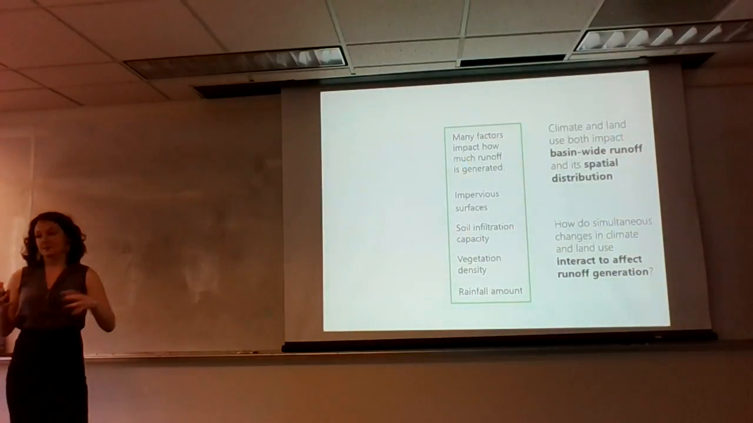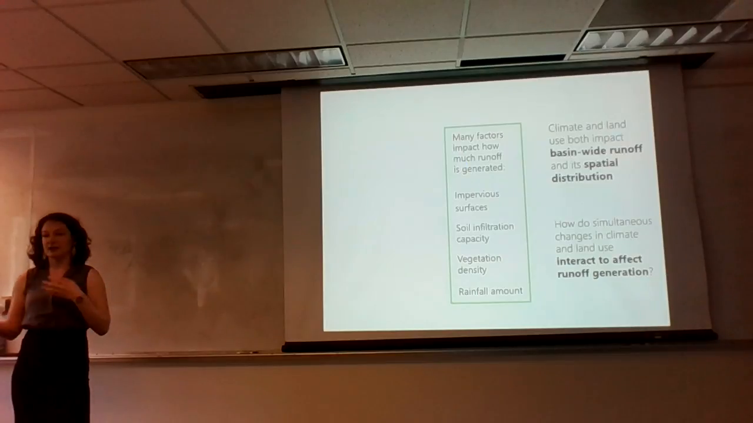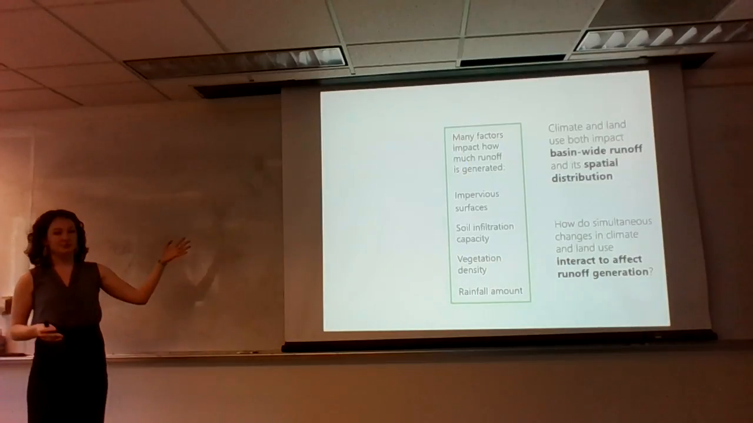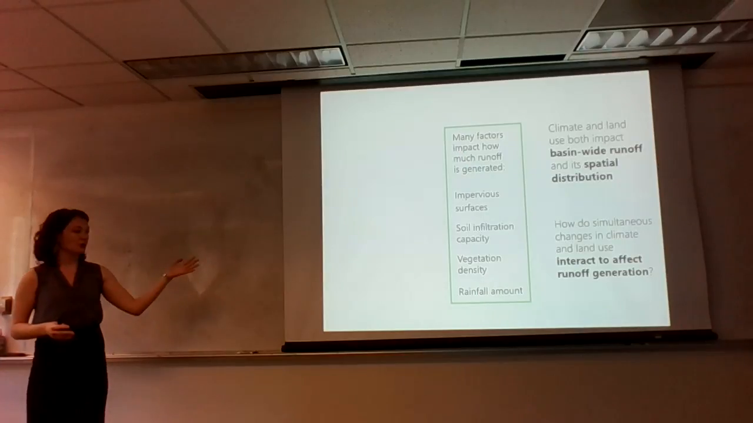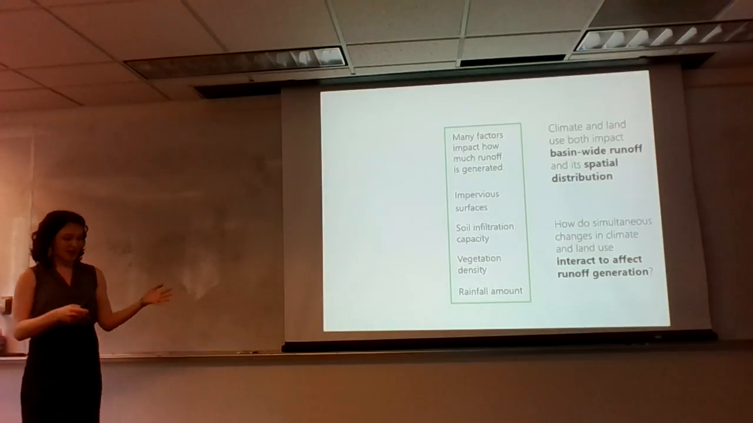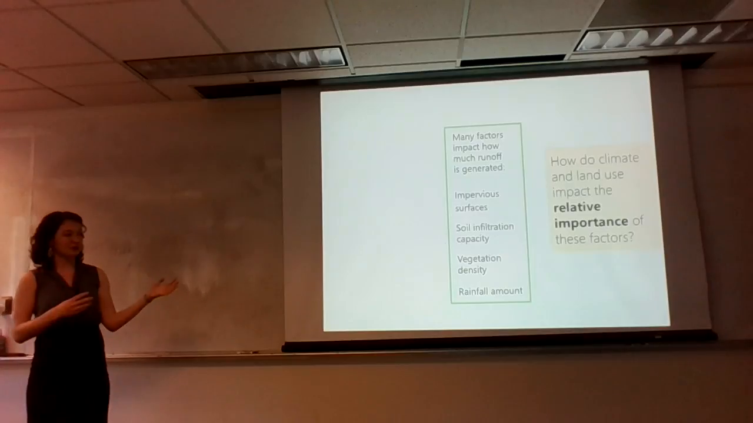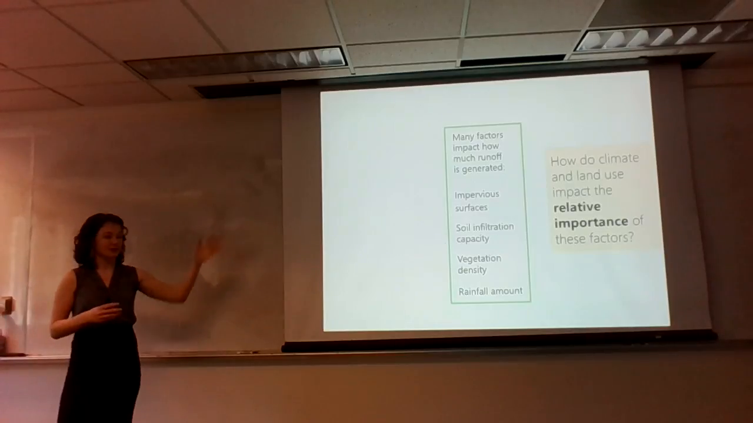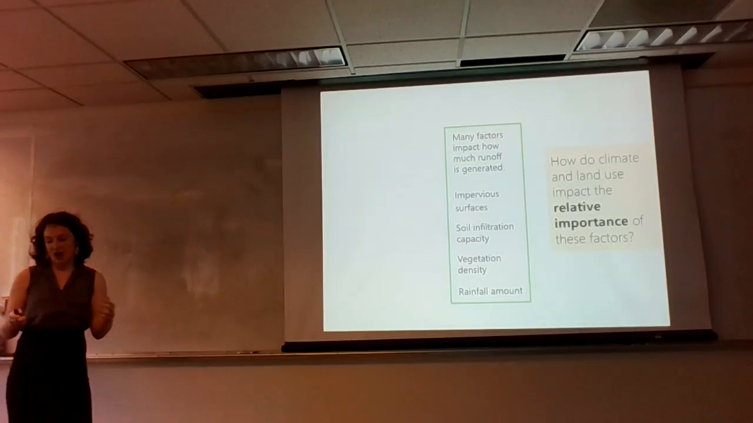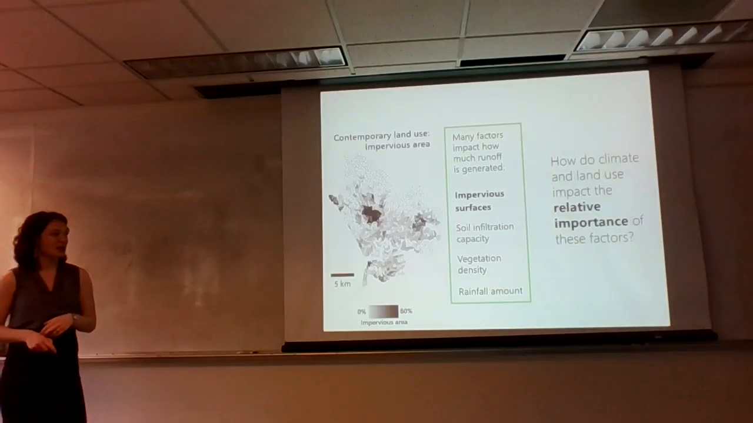There are many factors that impact how much runoff is generated in a certain location, and that includes the presence of impervious surfaces, soil properties, vegetation, and how much rainfall there is. So I want to know how climate and land use impact the relative importance of each of these factors for determining how much runoff is generated. And for now, let's focus on impervious surfaces.